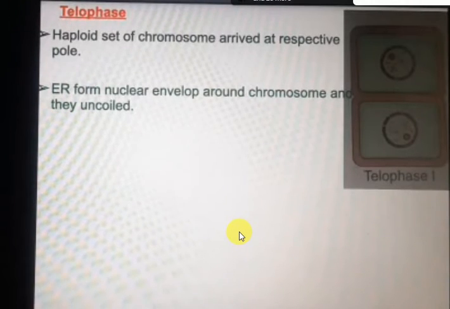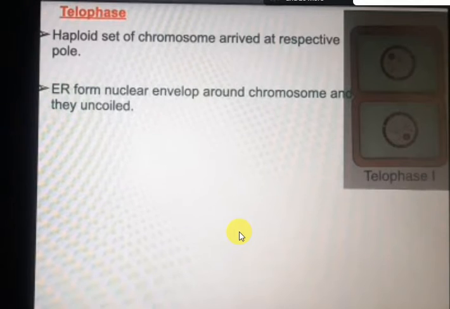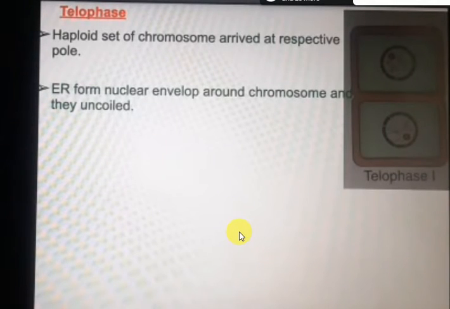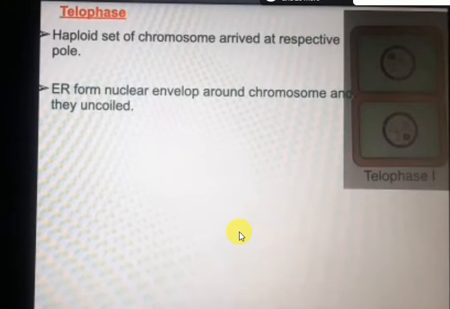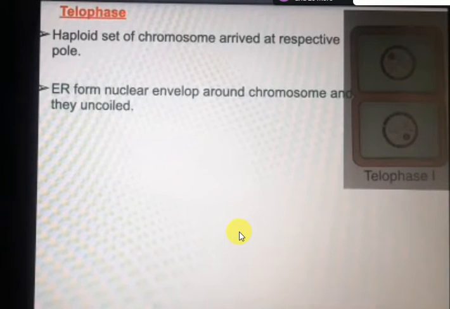So haploid sets of chromosomes arrive at the respective poles. As I said in the previous class, when we were discussing the metaphase stage, sister chromatids were attached. Only the homologous chromosomes were separated. After the separation, one set of chromosomes moved towards one pole, and another set moved towards the other pole. But the chromosome number becomes half.